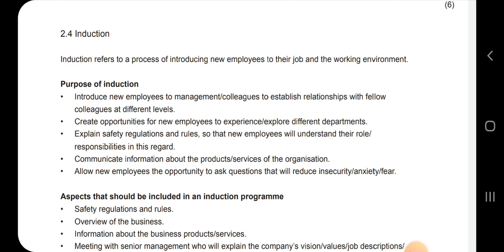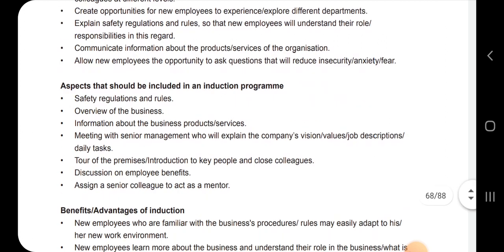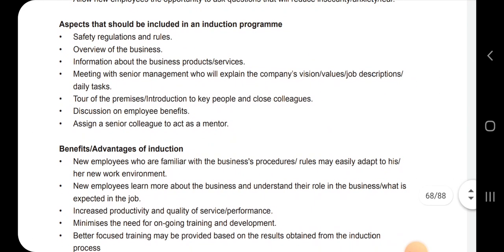So basically the purpose of induction is showing the person that has been hired around to know every corner, where you make tea, the boardroom, other people, where are different departments. That's the purpose. Aspects that should be included in the induction process: you should tell them about safety and regulation rules, and an overview of the business, information about the business products and services.